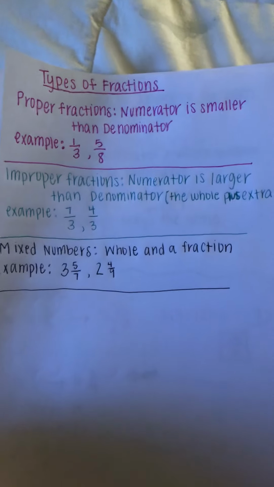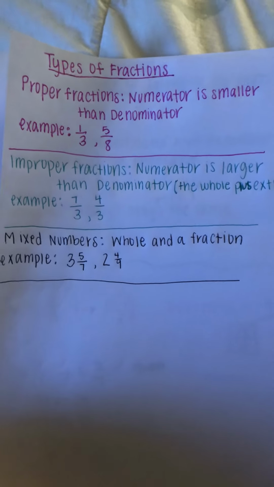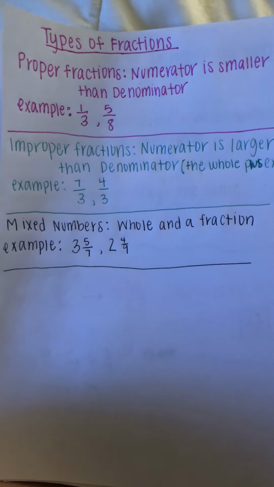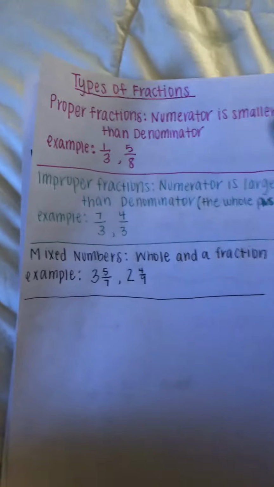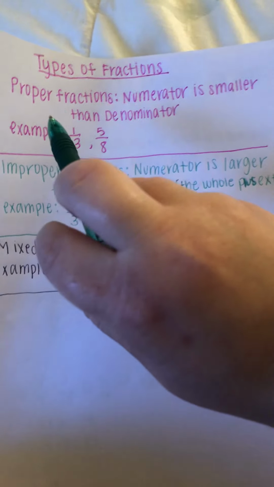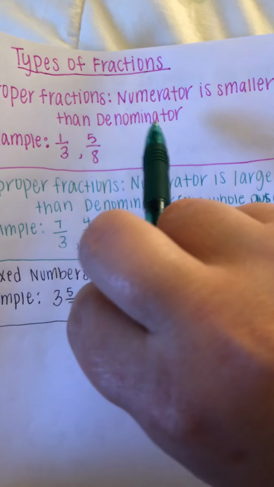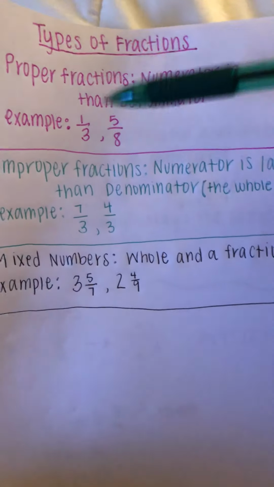So far in our unit, we have been learning a lot about fractions. And today we're going to be talking about some different types of fractions. So the fraction you are familiar with the most is a proper fraction. A proper fraction is when the numerator is smaller than the denominator. That's how you typically see fractions.